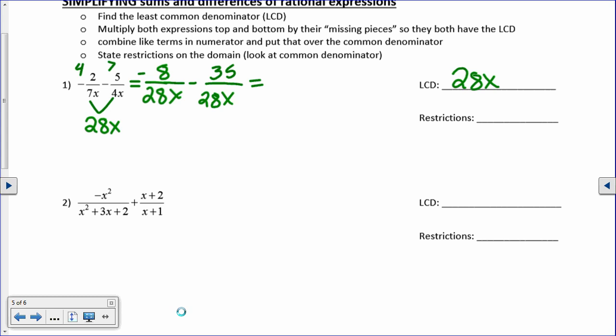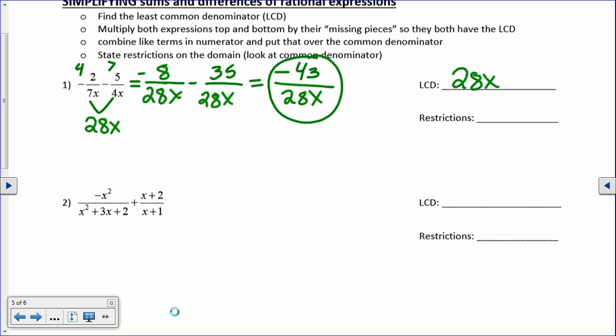So I have negative 8, first fraction, minus 35. What was that? Negative 43 over 28x. Once you get here, you want to see if there's anything you can cancel or simplify. Once you get it to be one fraction, you would want to see if you can simplify. Can I cancel anything? No. So that would be your final answer.